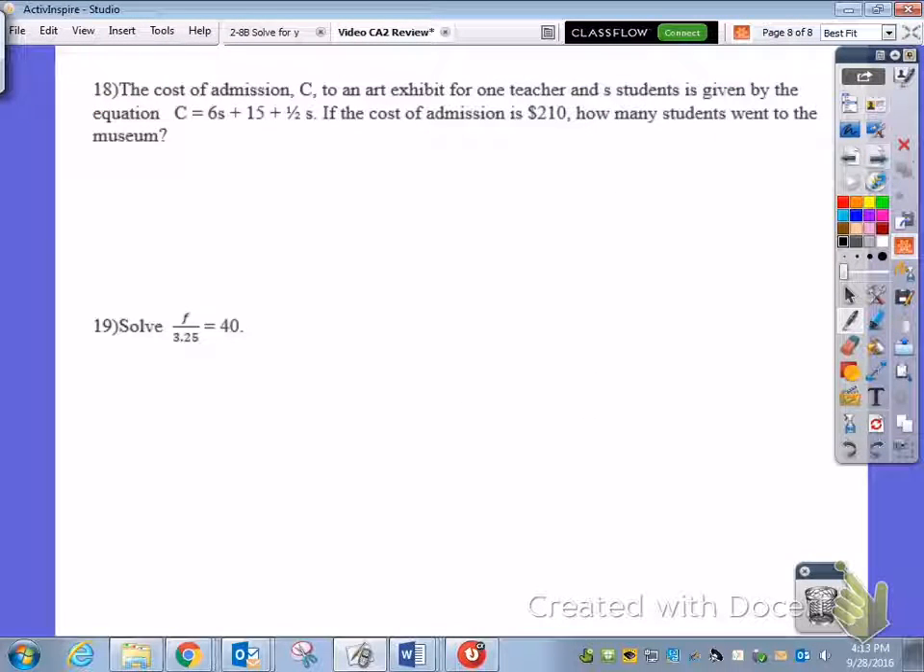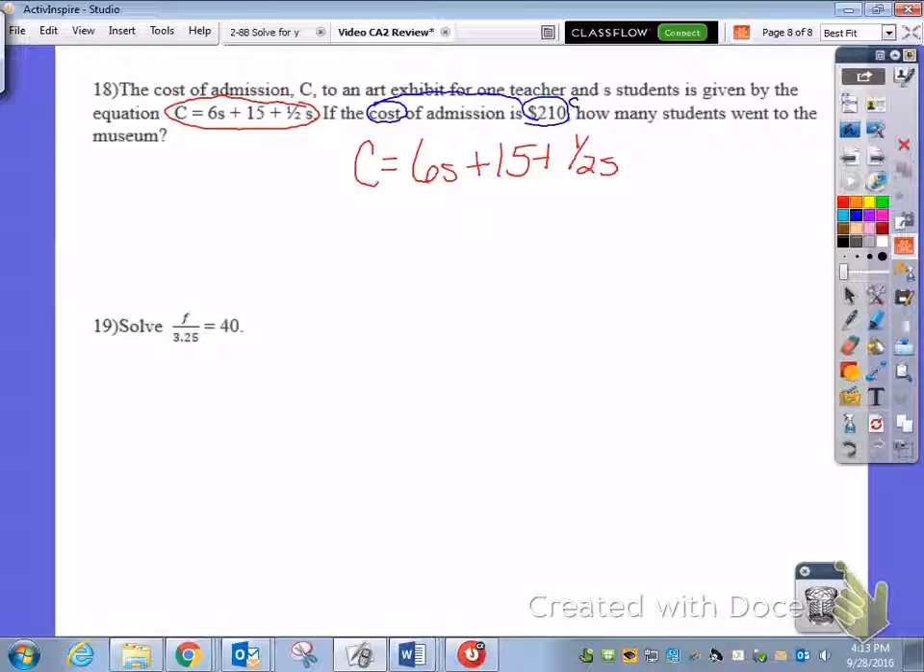All right, number 18. The cost of admission C to an art exhibit for one teacher and S students is given by the equation. And remember, anytime you're given an equation, you need to be really excited, because if they give it to you, you know you're going to use it. C equals 6s plus 15 plus 1/2 s. If the cost of admission is 210, now 210 represents the cost, which is what letter? C. So instead of C, I'm going to put 210. So 210 equals 6s plus 15 plus 1/2 s.